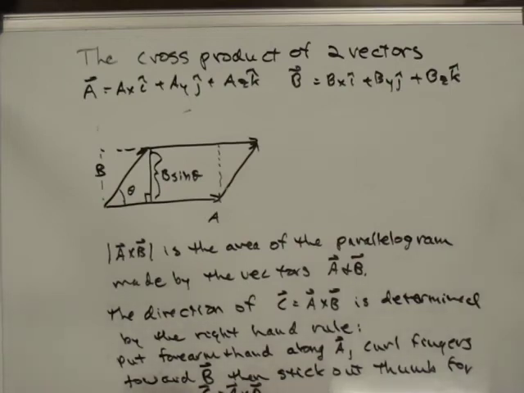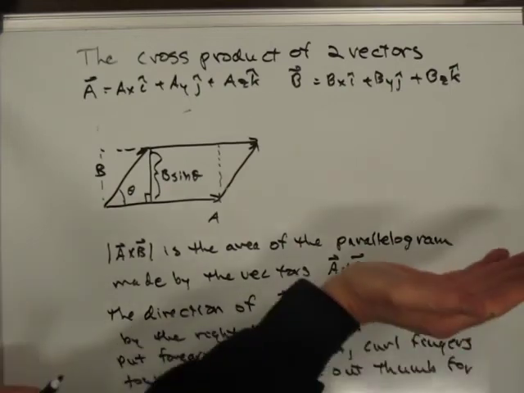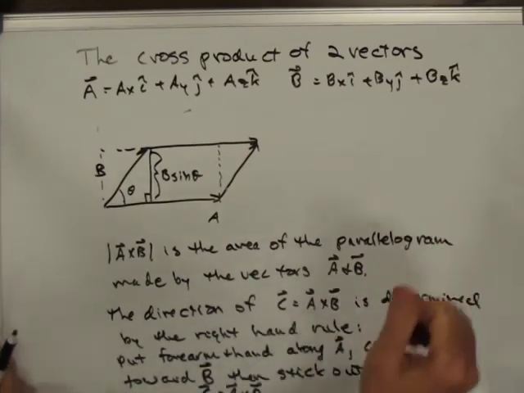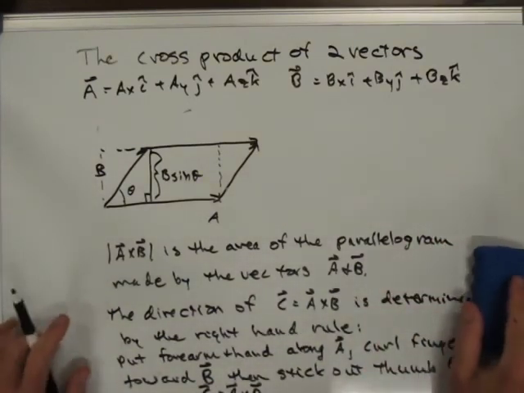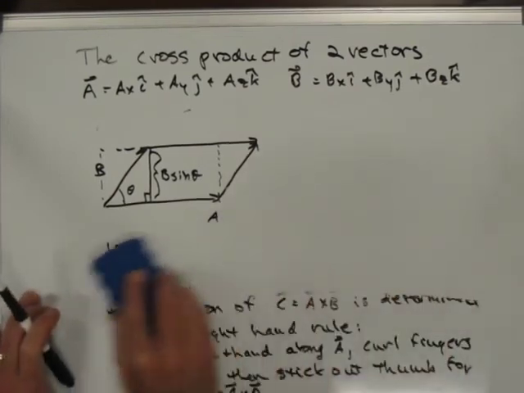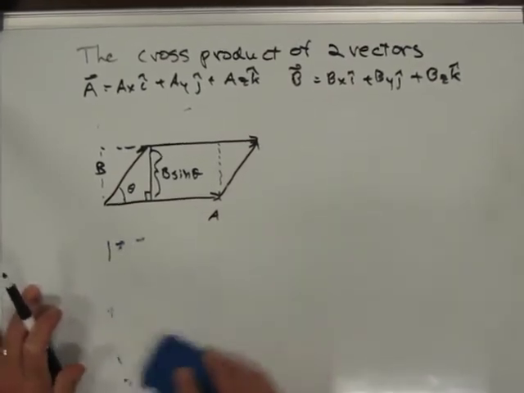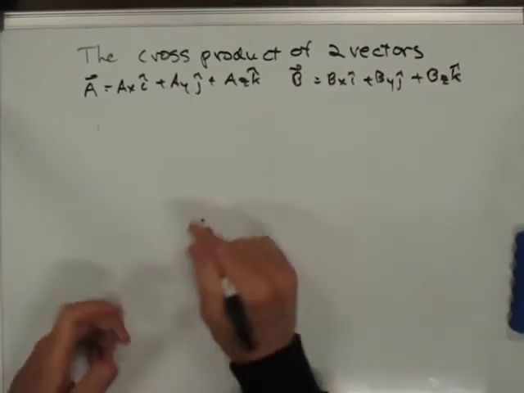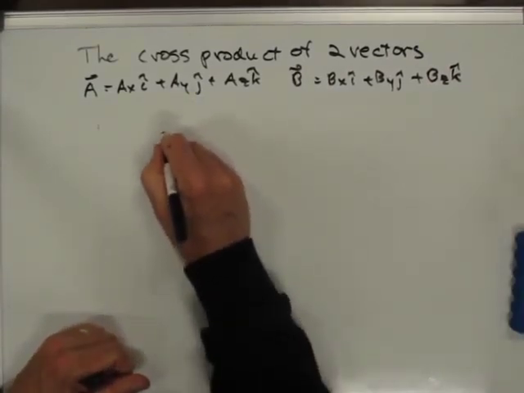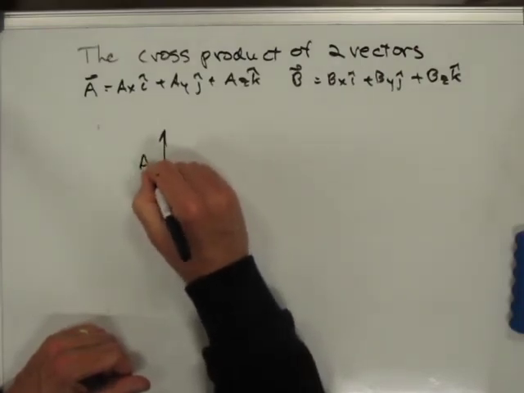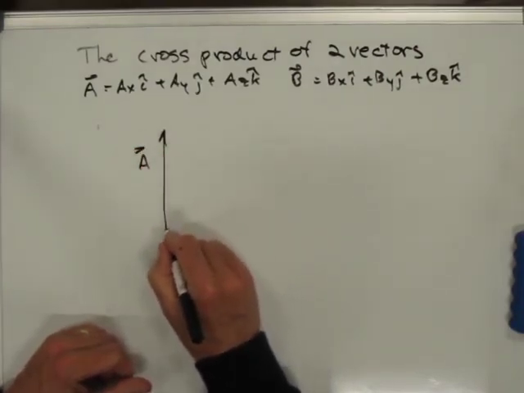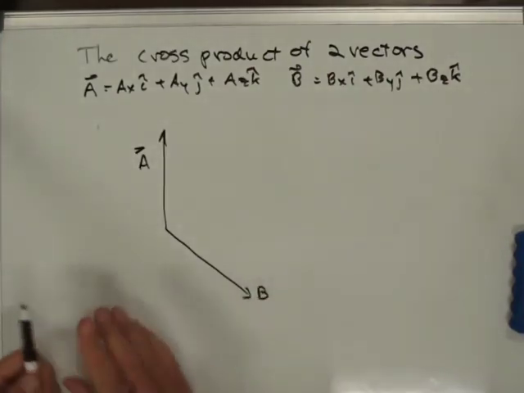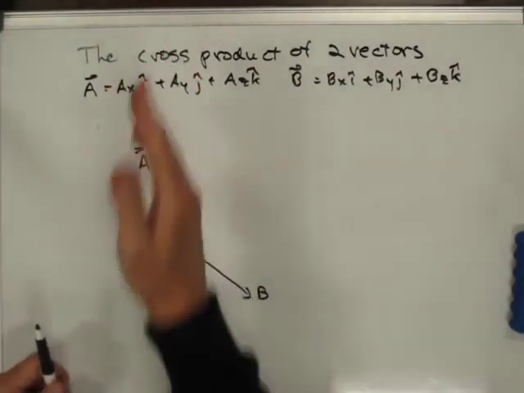So the direction is determined by the right-hand rule. Put your fingers along A, curl your fingers towards B, stick your thumb out for the direction of C. And so I'll give you just a couple of examples of that here real quick. Let's do some that I can draw. Right? And so if this is A, that's my vector A, and I want a cross product with B, just like this, I would stick my hand in the A.